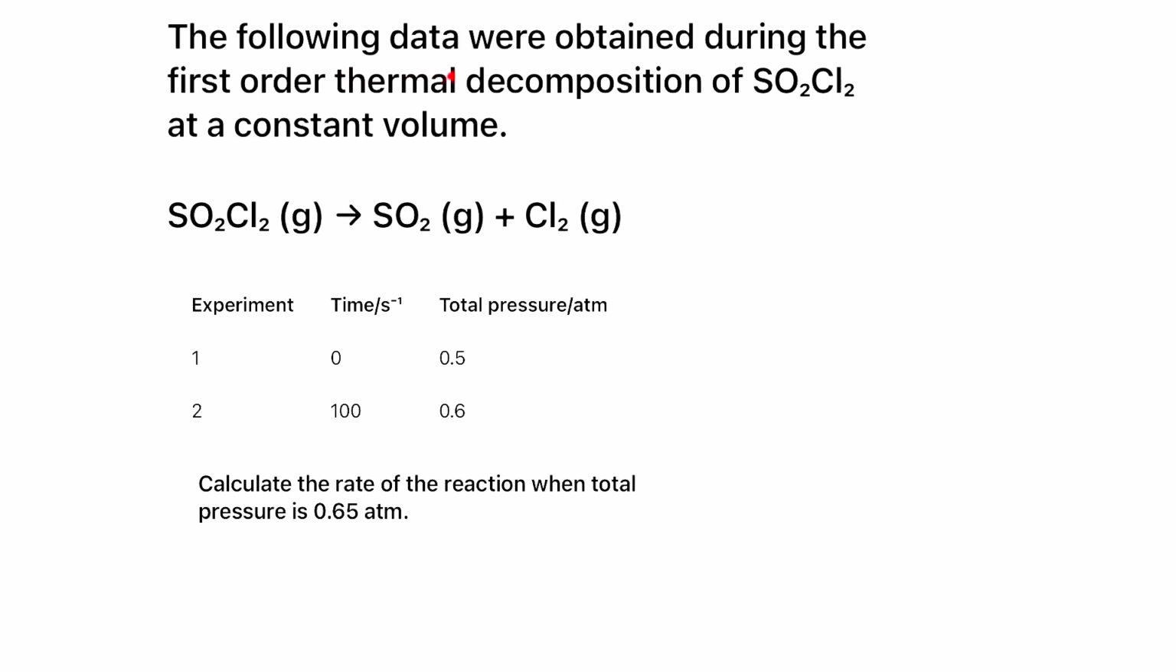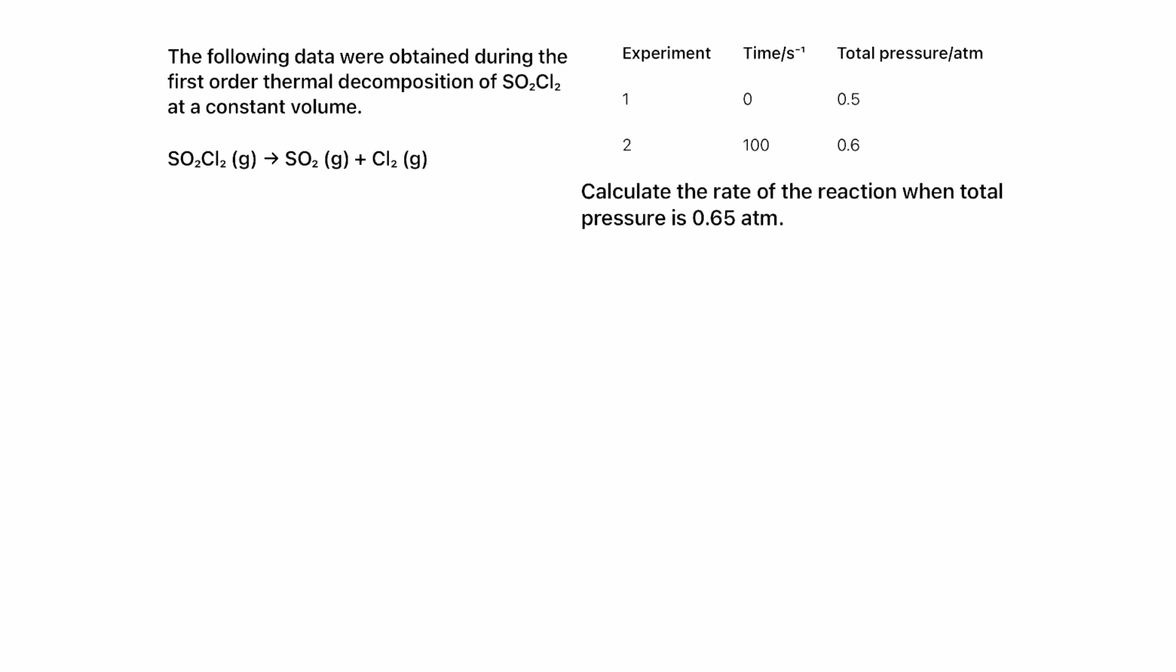The following data were obtained during the first order thermal decomposition of SO₂Cl₂ at a constant volume. You can see the chemical equation here. They have given the data and you have to find the rate of reaction when total pressure is 0.65 atm. So what is our task? Our task is to find the rate of the reaction.